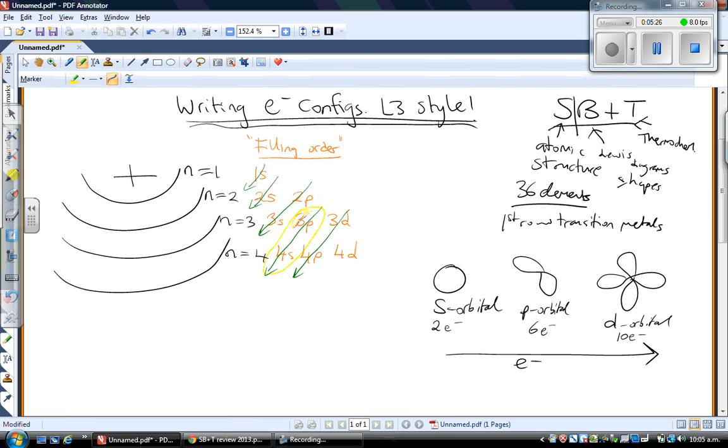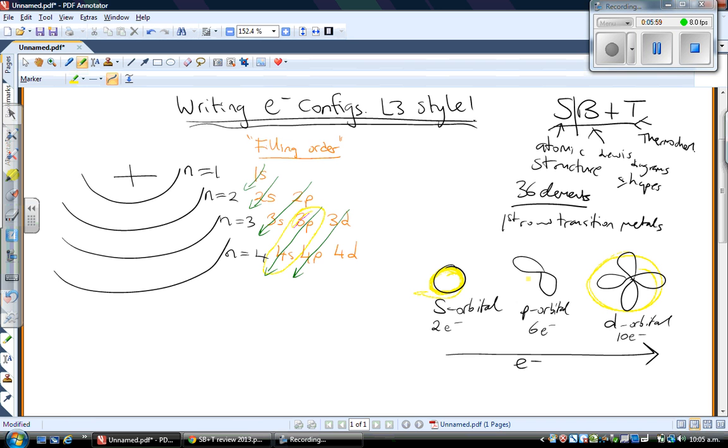That's counterintuitive. You would have thought that the 3d was filled after the 3p, but the reason the 4s is filled after the 3p is because the 4s is an s orbital which is so small, and it's easier to fill the 4s first, typically, for all elements bar copper and chromium, which we'll come back to in a minute. It's easier to fill that 4s than to go and try and fill a big 3d. So that's why you fill the 4s before you fill the 3d for the majority of the transition metals.